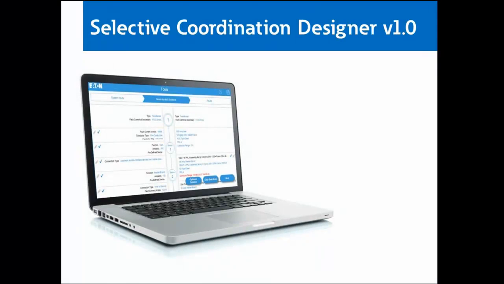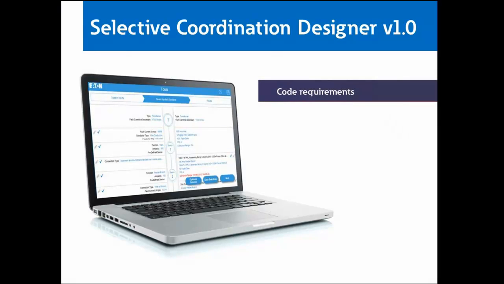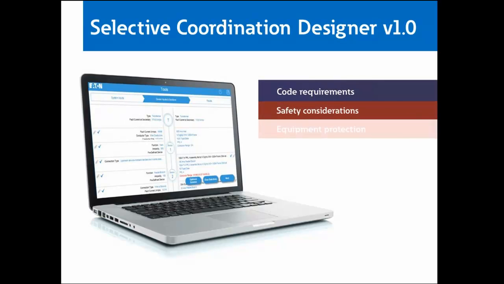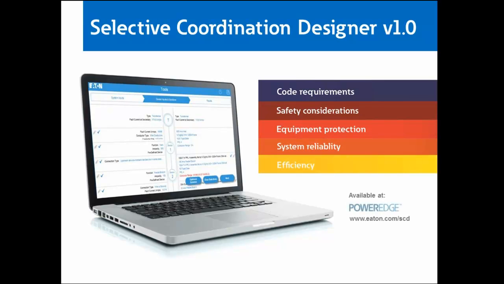With tools like Eaton's Selective Coordination Designer version 1.0, you can select from today's broadest variety of overcurrent solutions to achieve selective coordination and better address code requirements along with important safety considerations, equipment protection, system reliability, and efficiency in an electrical distribution system design. You can use this no-cost tool to save time, hassle, and effort in your next design that requires selective coordination.